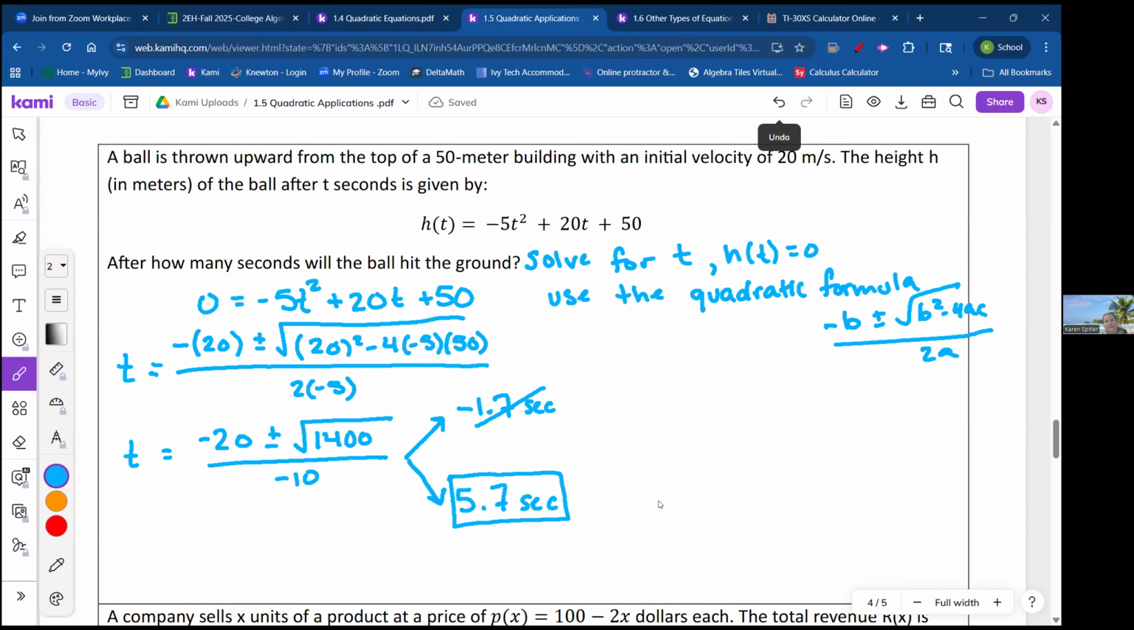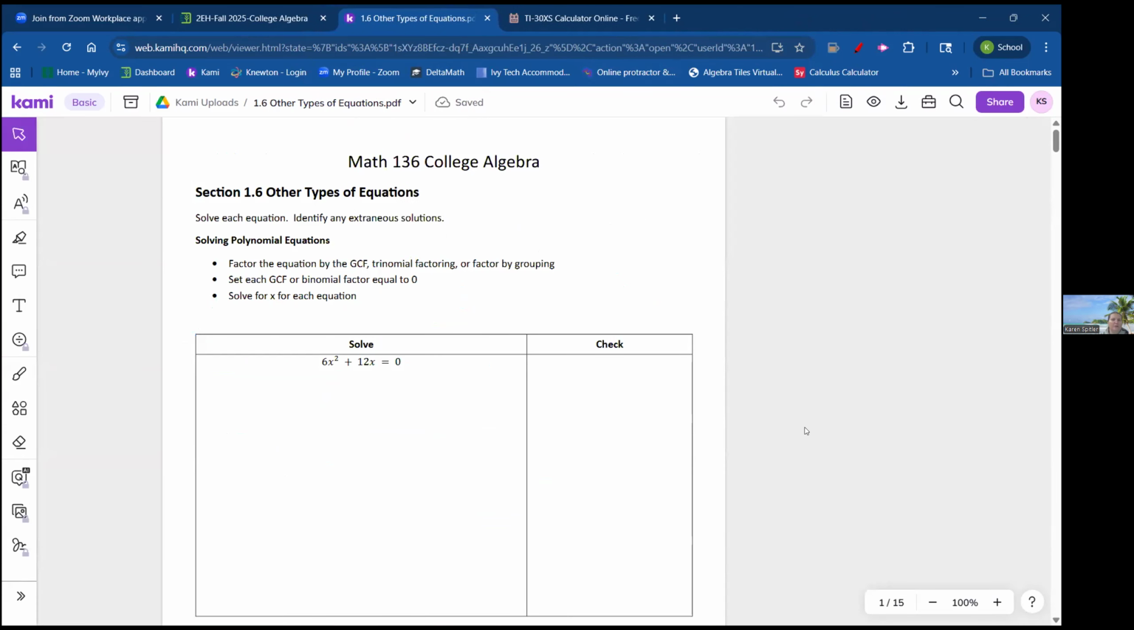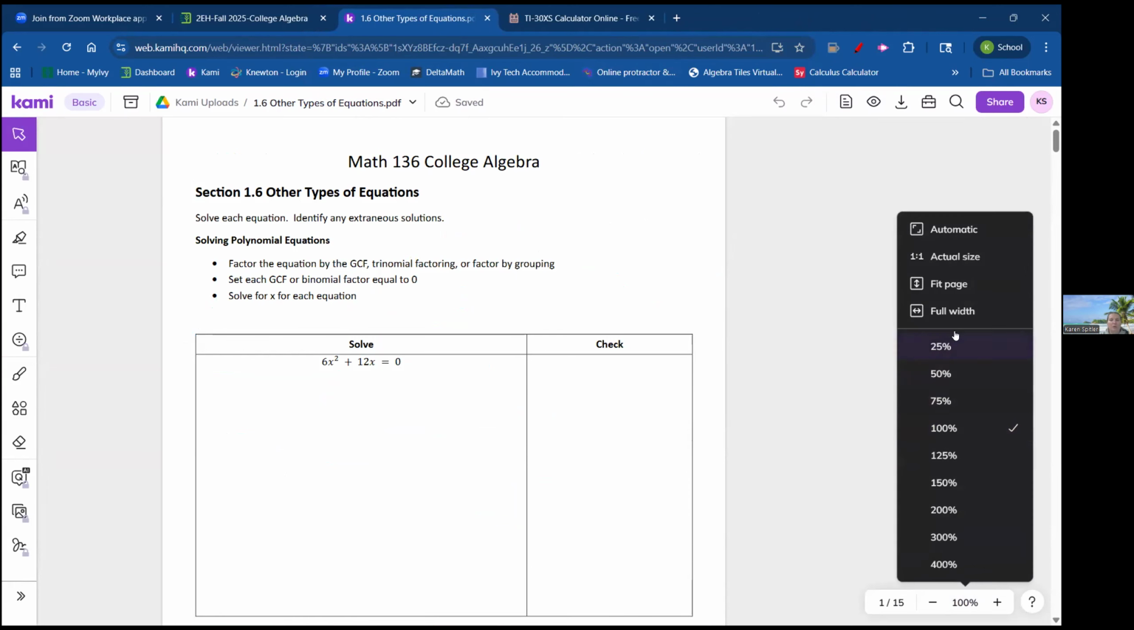All right. Questions, comments, concerns? All right. That's going to hit the nail on the head for a lot of your homework questions for that section. It's just a lot of application, mostly of the quadratic formula, interestingly enough.